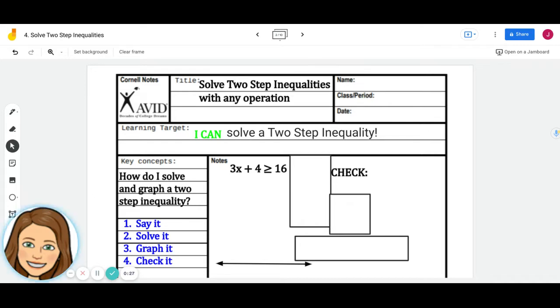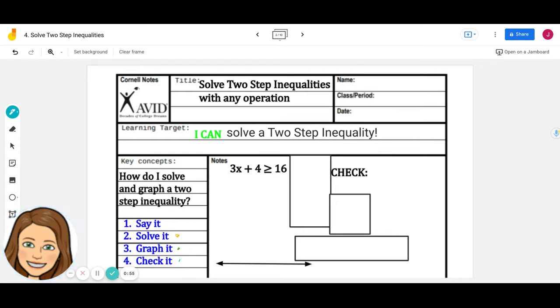All right, so how do I solve and graph a two-step inequality? We have our 4 general steps. You're going to say it, you're going to solve it using what we learned in our equations unit, you're going to graph it, and you're going to check it. And let me color code. So say it, no color. Solve it, we'll do in gold. Graph it, we'll do in green. And check it, we'll do in blue.